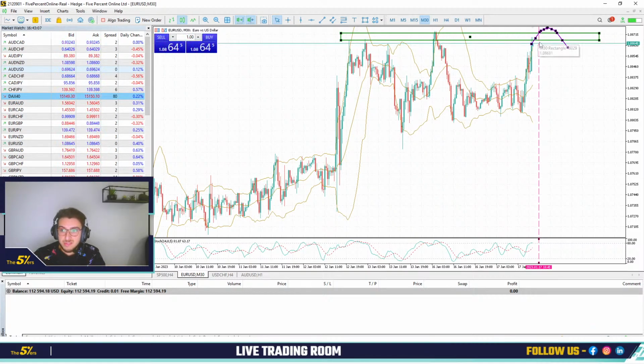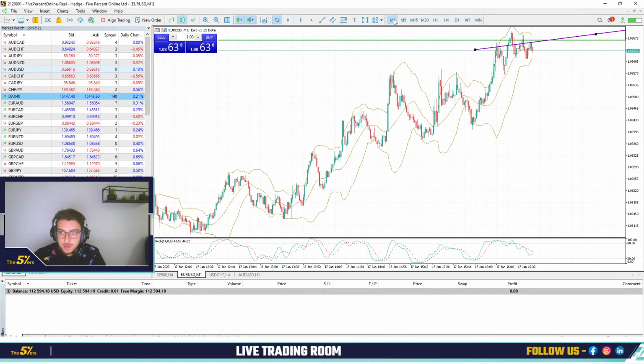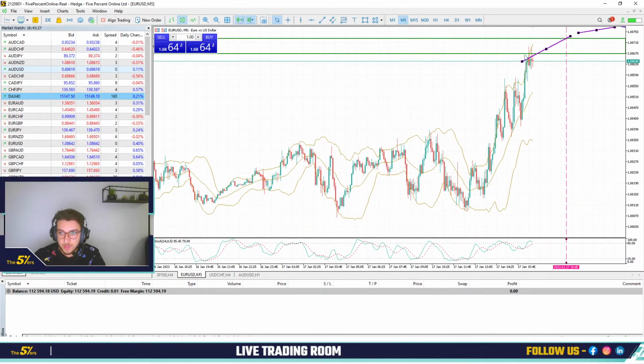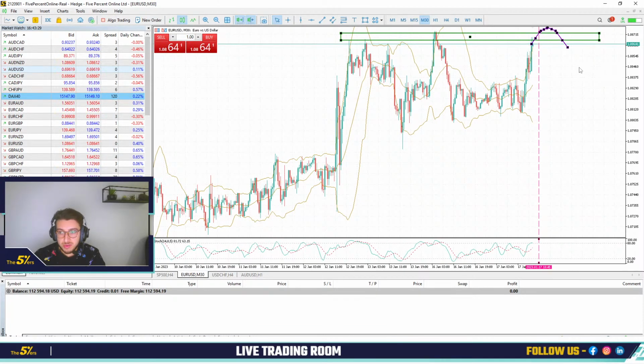Here, if we waste our time in this zone, stochastics can create a cross around 80 and start to get down. Again, actually not a lot of things. I would prefer to wait.